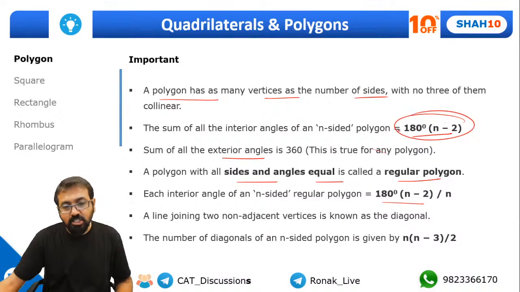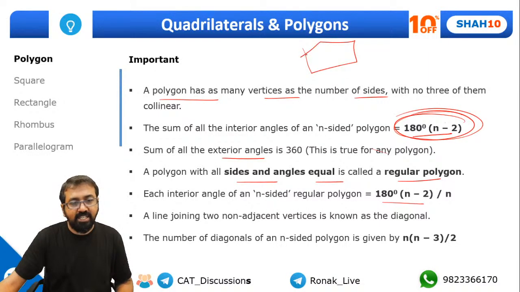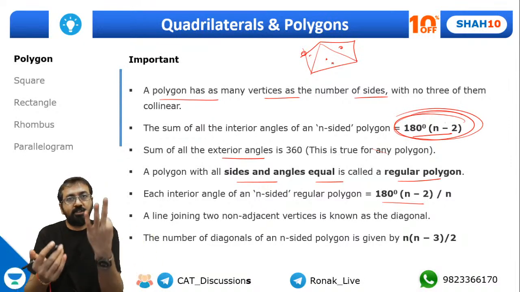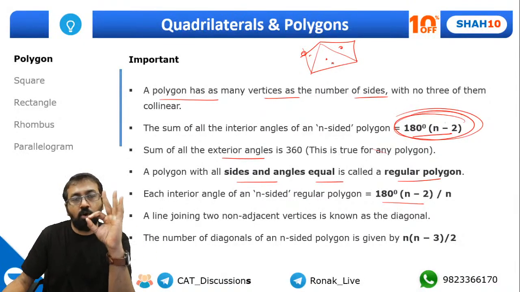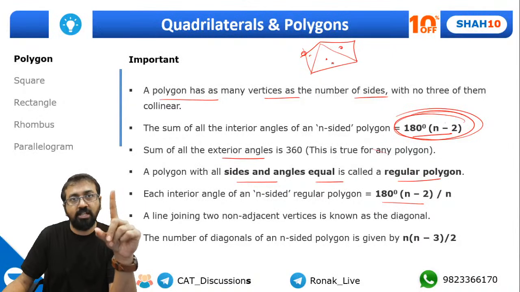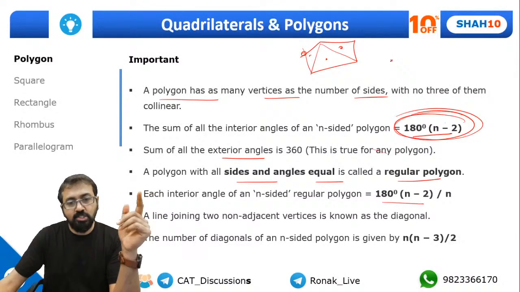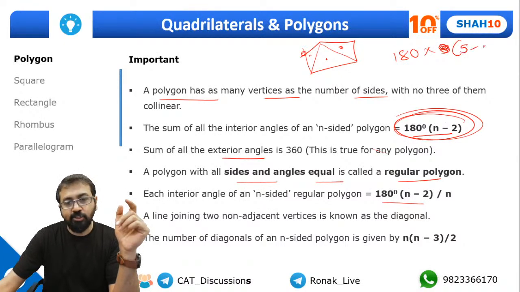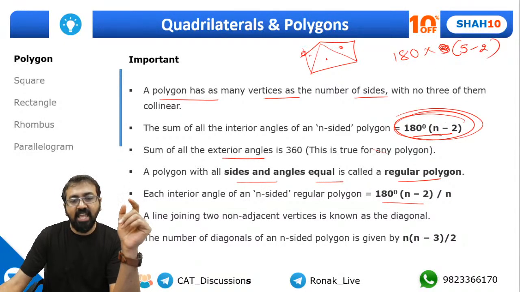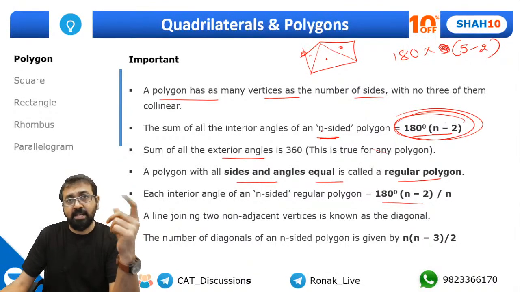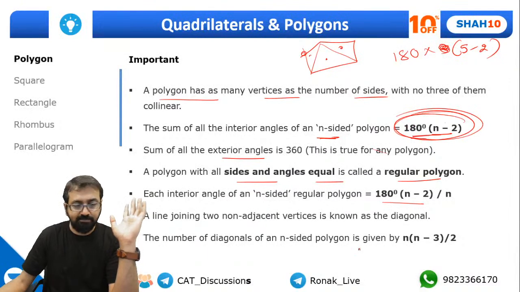Now, how did we get this formula? Where did this formula come from? Right? So if I take a pentagon like this one, let me connect diagonals like this. Can I say the pentagon is nothing but clubbing of 3 triangles, and sum of all the interior angles of one triangle is 180? So this should be 180 into 3, where instead of 3 I can write 5 minus 2. So in general, in an n-sided polygon, you can have n minus 2 triangles, and that's how this formula came.